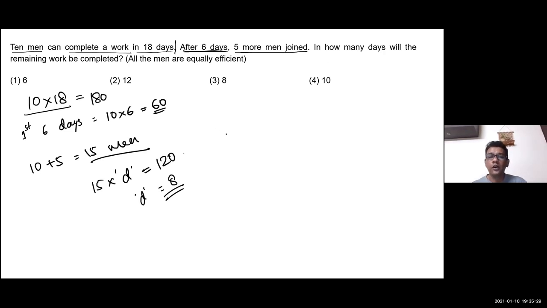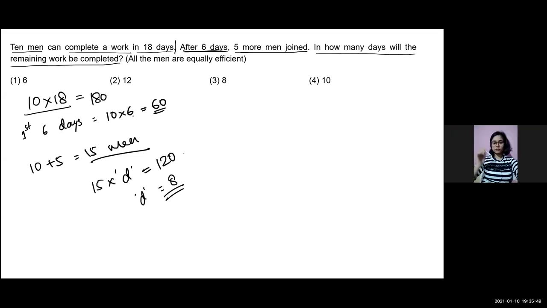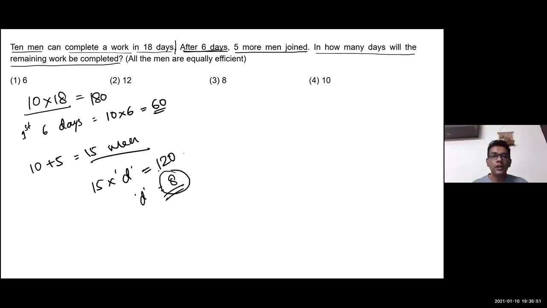So now when you are marking the answer, there are two things that you always have to keep in mind. This is for everyone who's listening. Before marking the answer, always read the question once again, because the question now says, in how many days will the remaining work be completed? So remaining work तो 8 दिन में ही complete हो रहा है.